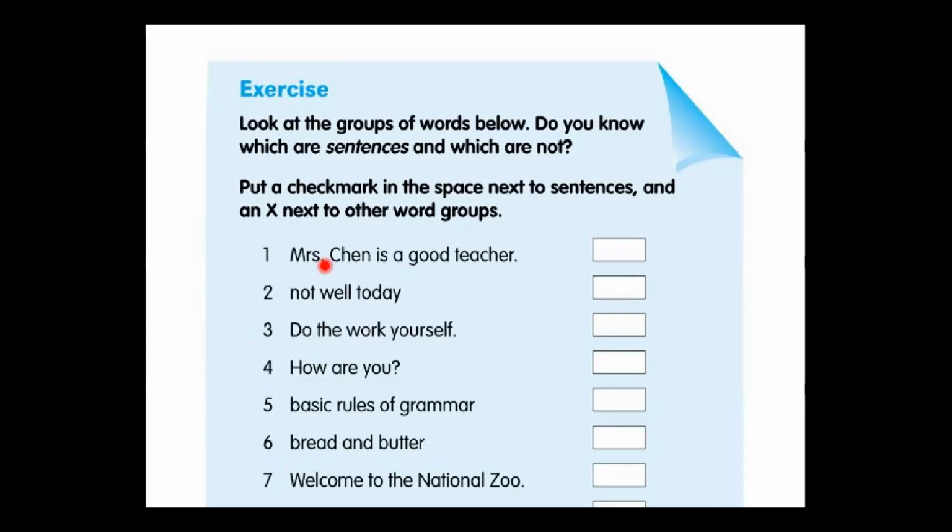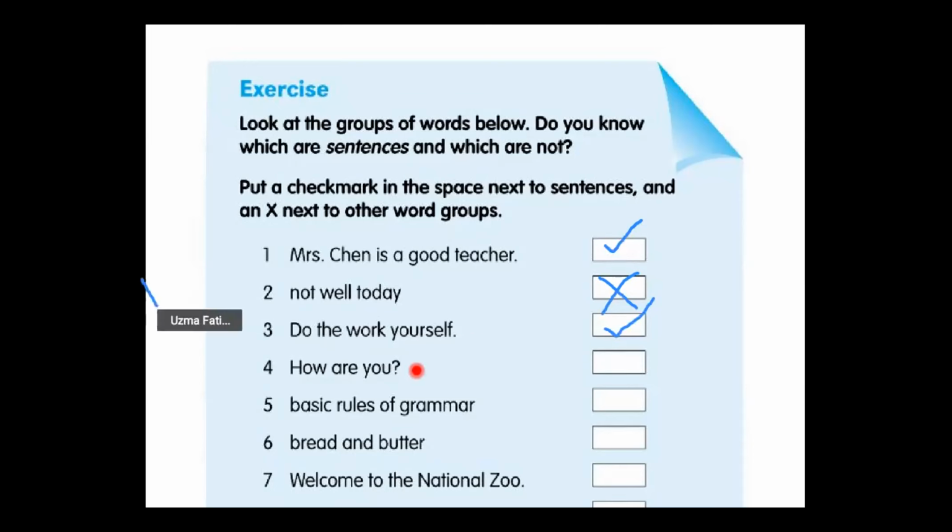Now see the first one. Mrs. Chen is a good teacher. Is it a sentence or not? Is it expressing a complete thought? Yes, very good. Next one. Not well today. Is it expressing a complete thought? No. So you'll put a cross mark over there. Do the work yourself. Is it expressing a complete thought? Yes. How are you?